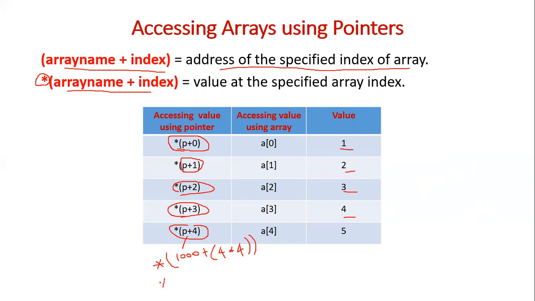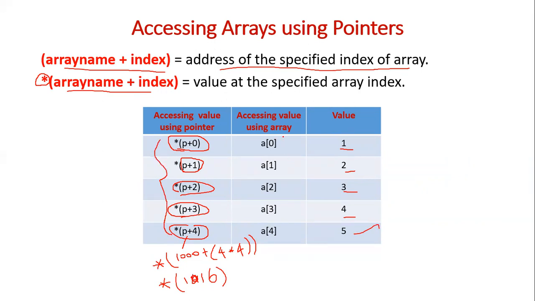Before that there is a star. So star represents value at this location. So value at 1016 is what? Value at 1016 is 5. Okay. So this is how we access the values of an array by using pointers.